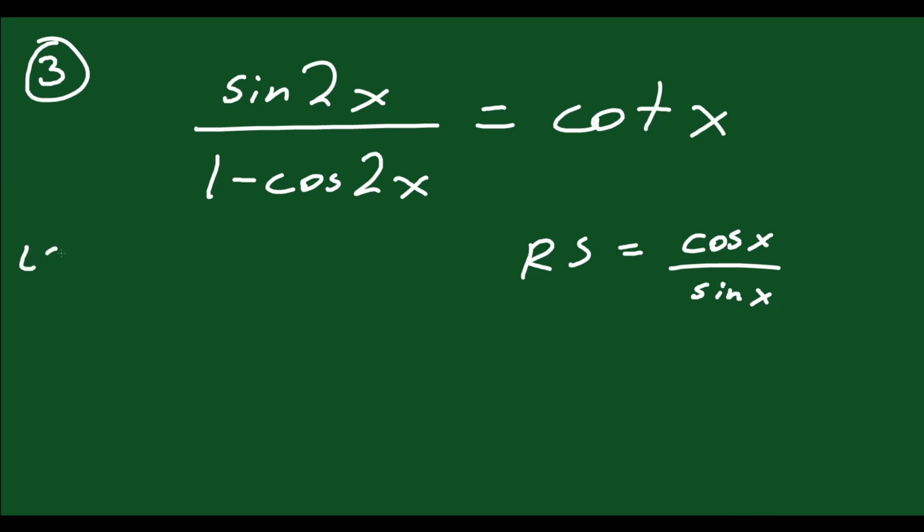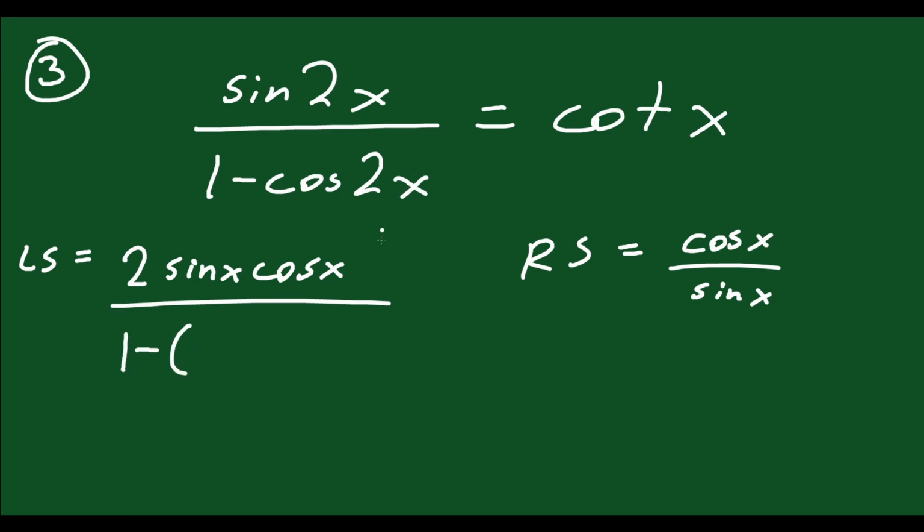And on my left side, what do I have? Well, on the top, I could change that using the double angle identity. I could say it's 2 sine x cos x, just so I'm only dealing with x. And then on the bottom, I'll do the same thing. You have 1 minus cos of 2x. You can swap out for 1 minus 2 sine squared x. And the reason I picked this one is because the 1's are going to cancel, right?